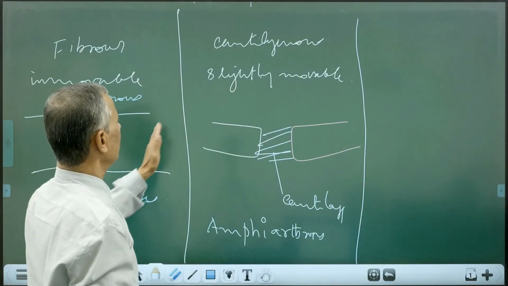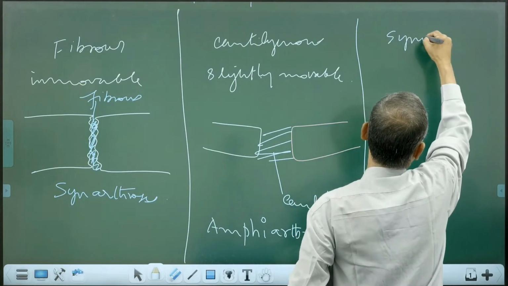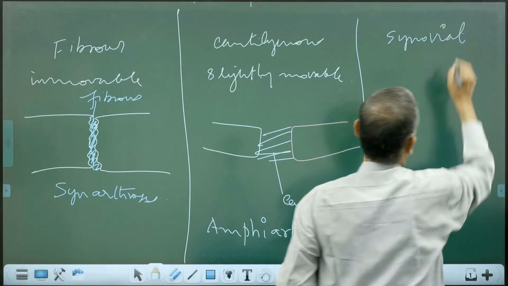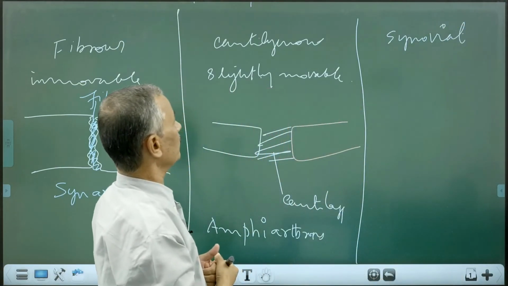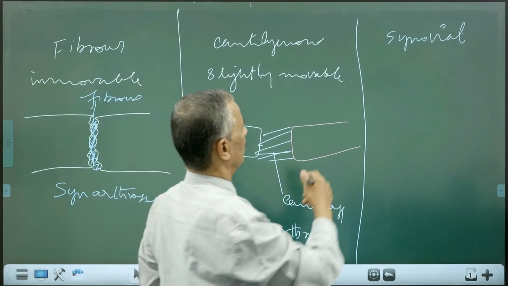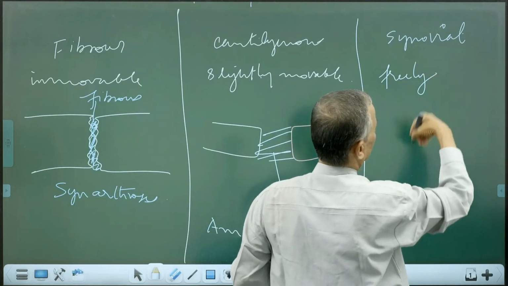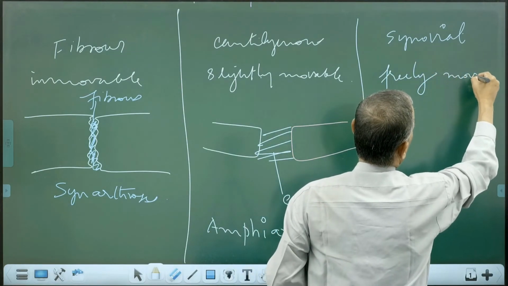The third are synovial joints. These synovial joints are allowing maximum degree of movement. So they are all freely movable joints.